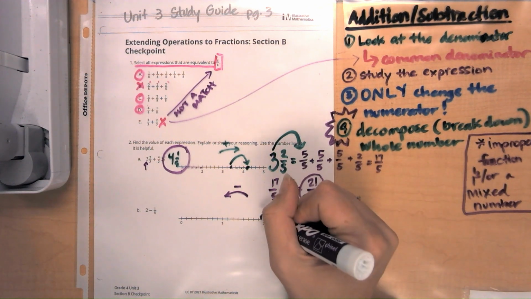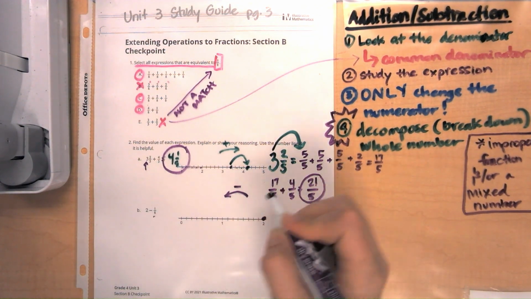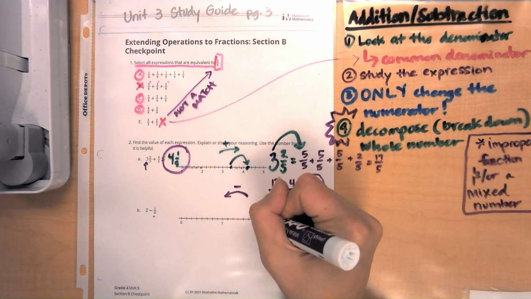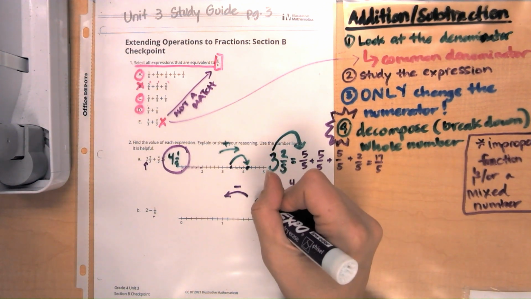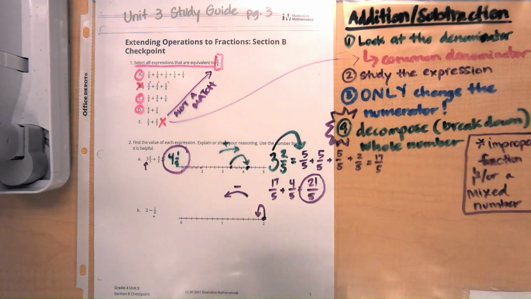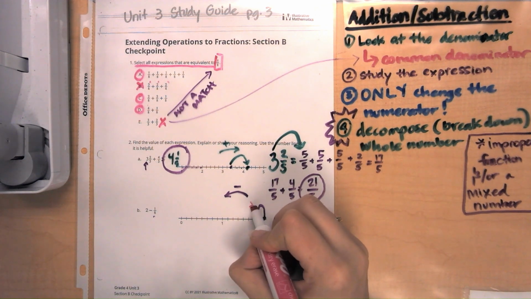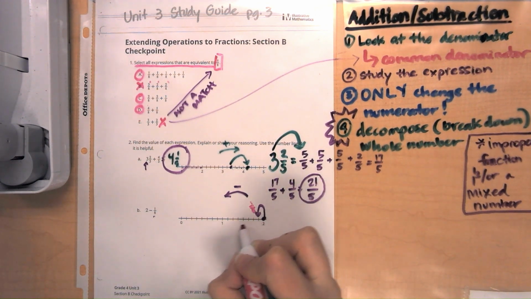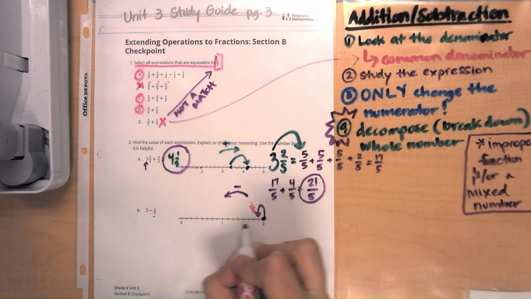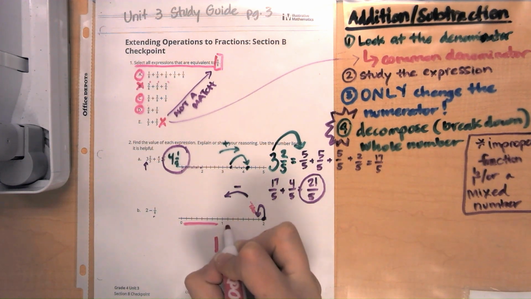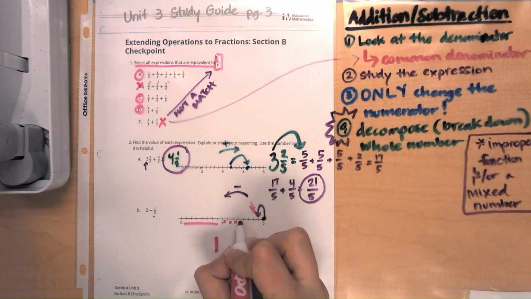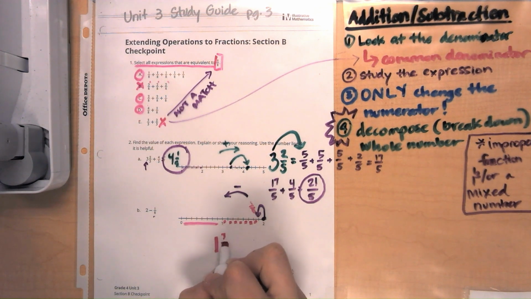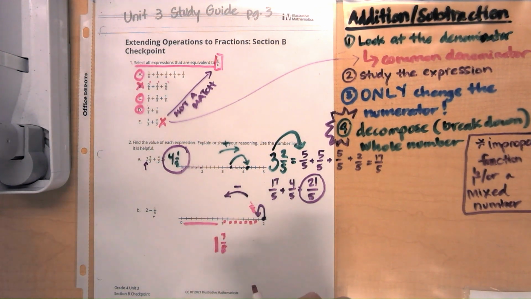So 2, now how much are we going to subtract? 1/8. We're just jumping right here. This is 1/8 right here. We're just jumping backwards 1/8. And when we count it up, now what do we have left? We have 1 and 1, 2, 3, 4, 5, 6, 7/8. 1 and 7/8 would be my answer.